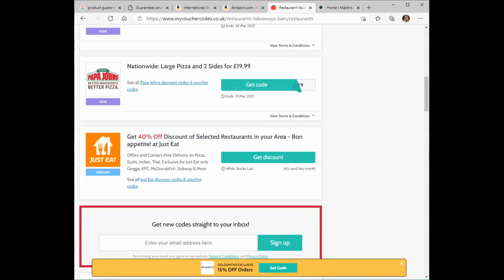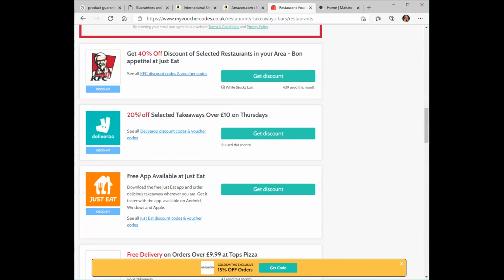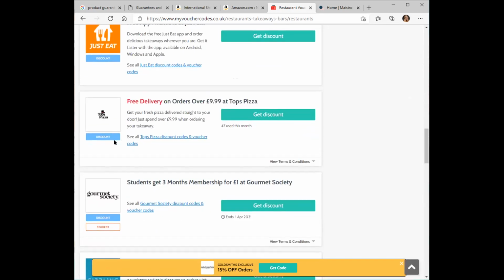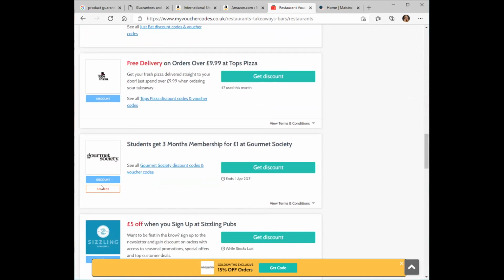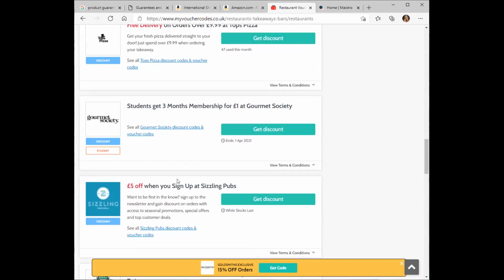Then they have discounts for Just Eat, discounts for KFC, discounts for Deliveroo, right? Discounts for Tops Pizza, discounts for Gourmet Society. And here you can see there's students at the bottom, meaning that it is what type of discount? What type of discount would this be, please?